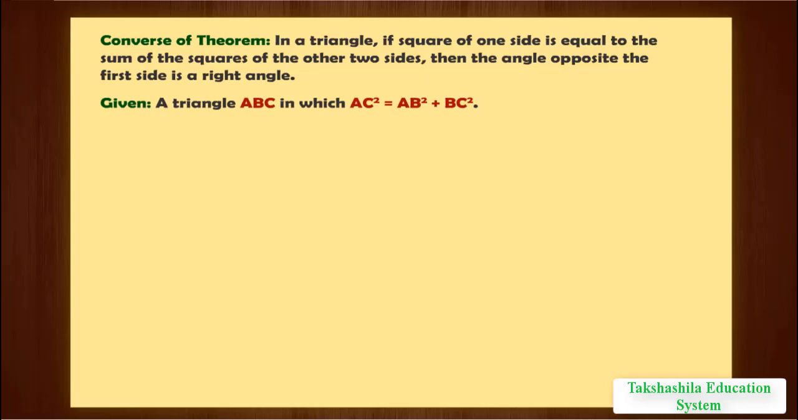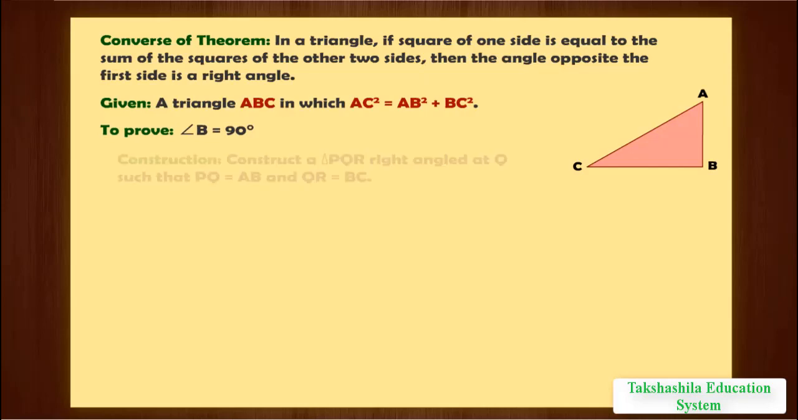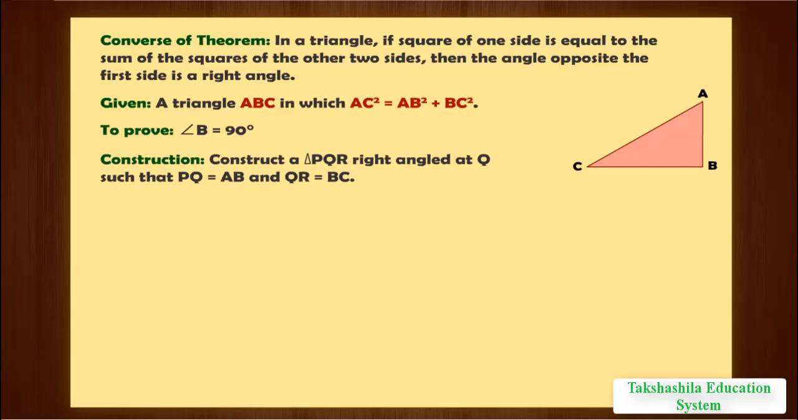For this theorem, we are given a triangle ABC in which AC square is equal to AB square plus BC square. We need to prove that angle B is equal to 90 degrees. Let us perform a construction. Construct a triangle PQR right-angled at Q such that PQ is equal to AB and QR is equal to BC. Let us start the proof.